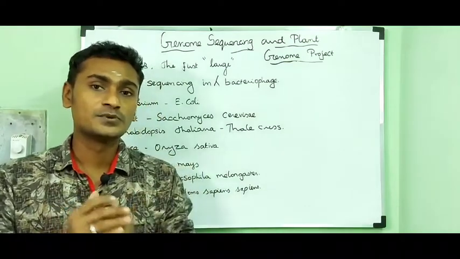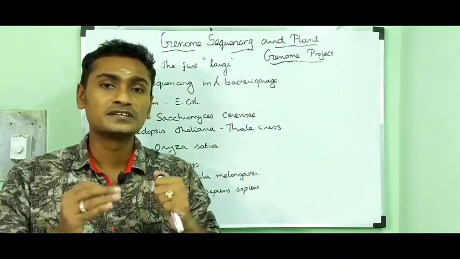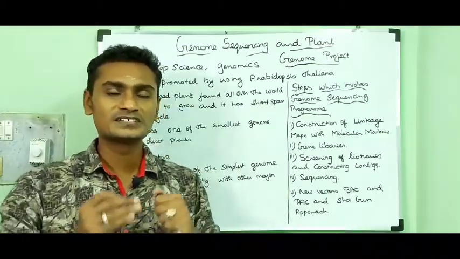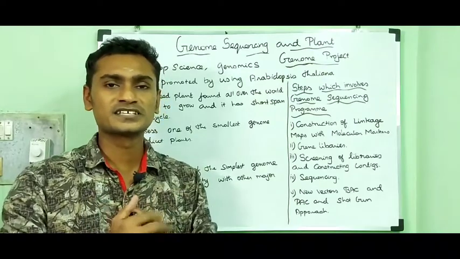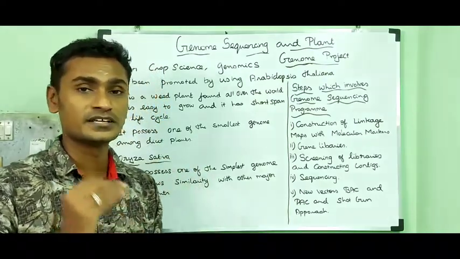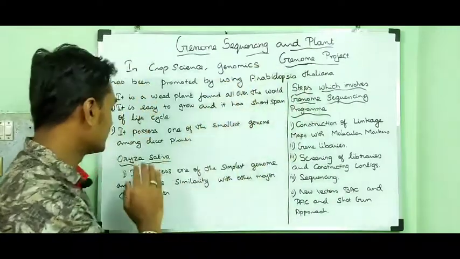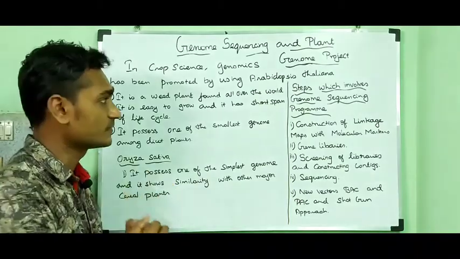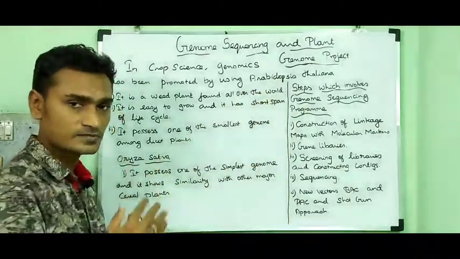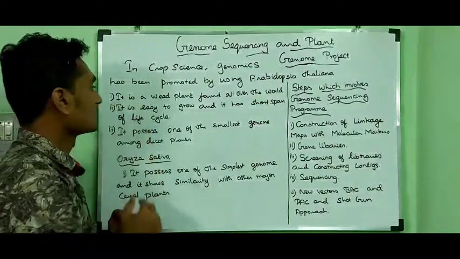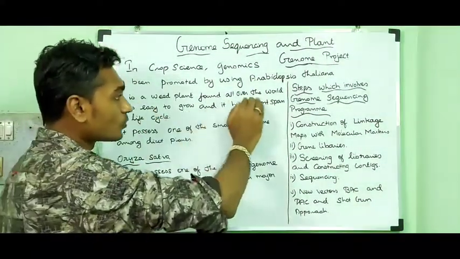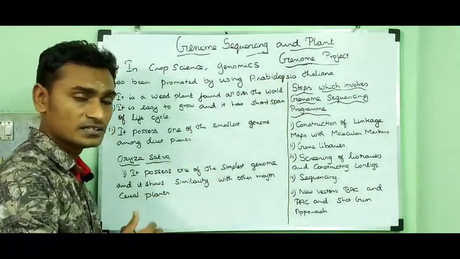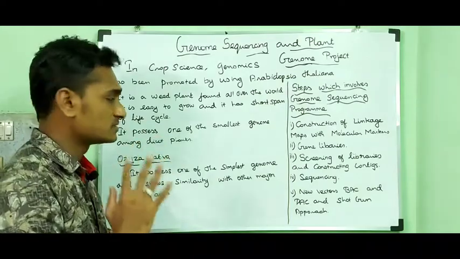Then I am going to tell about how the genomics has been promoted in the crop science. Let me tell you genomics in crop science. In crop science, genomics has been promoted by using Arabidopsis thaliana plant and Oryza sativa. I give you the reasons why scientists have chosen Arabidopsis thaliana and Oryza sativa. The first one, it is a weed plant found all over the world. Arabidopsis thaliana is a weed plant. It is found all over the world. So they are cosmopolitan in distribution.